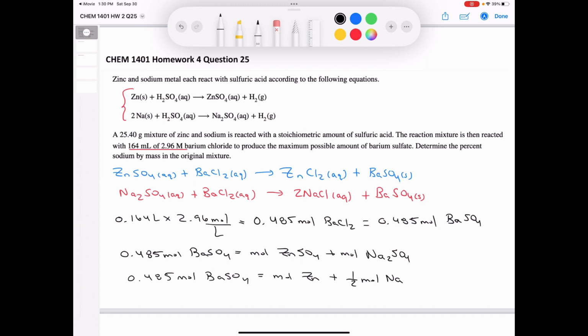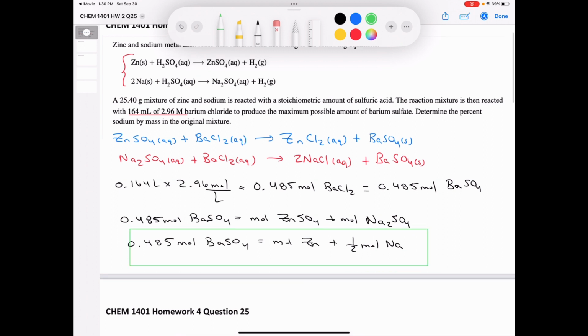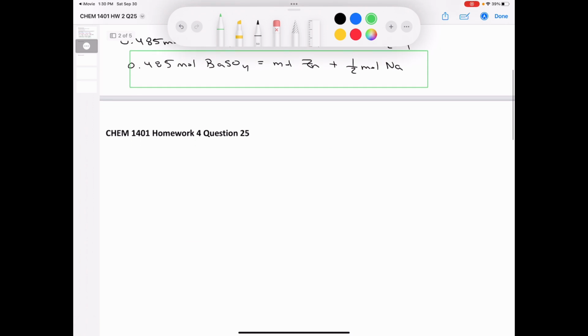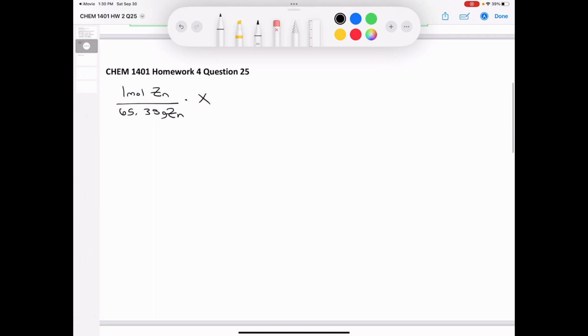So there we go. So now what we're going to do is take this equation and express it in terms of mass, since they gave us the mass of a mixture. If you're wondering how I am going to do that, well, we know the molar mass of zinc: 1 mole of zinc over its mass of 1 mole, so its molar mass, 65.38 grams of zinc. We can multiply that by the mass of our zinc. We'll just call that X, because mass times mass would give us number of moles.